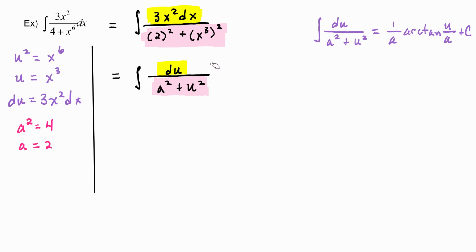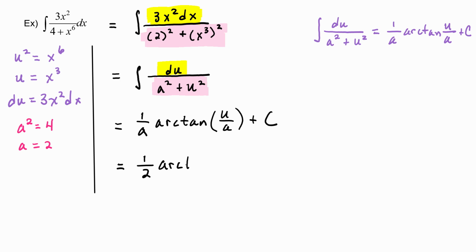Now that we have this form in our integral, we can apply this formula. So we get 1 over a times the arctangent of the quantity u over a plus c. And now we can substitute back to the original variables, and we get 1 over 2 arctangent of x cubed over 2 plus c.